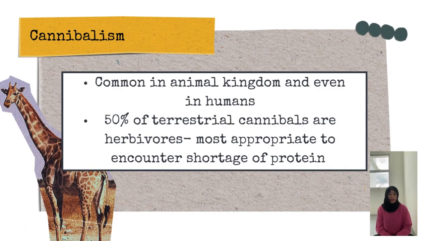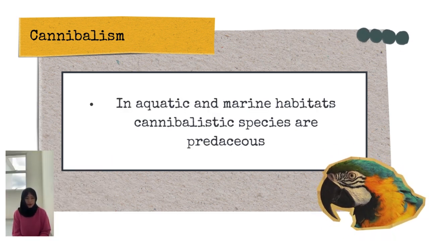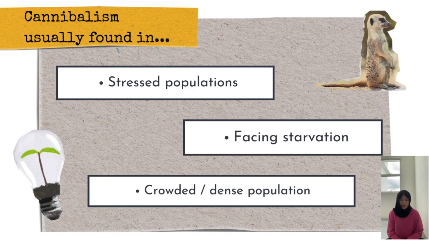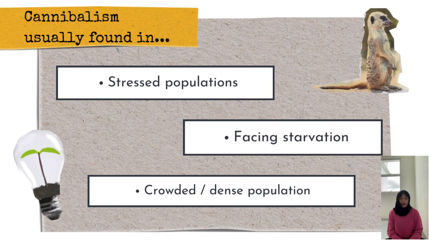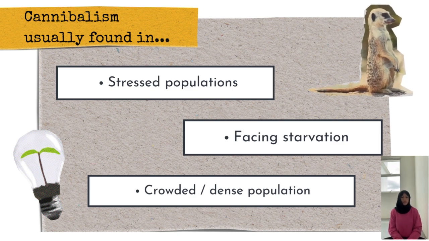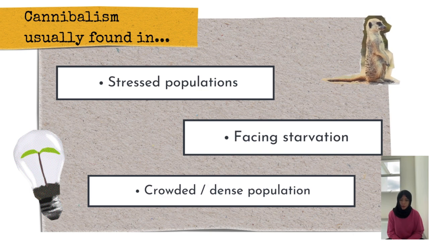Cannibalism is common in the animal kingdom and even in humans. 50% of terrestrial cannibals are herbivorous, most appropriate to encounter shortage of protein, for example in snails. Meanwhile, in aquatic or marine habitats, cannibalistic species are predaceous. Cannibalism is found in stressed populations such as rabbit, sea lion, and hippo. Lion and tiger are examples of cannibalism that happens due to facing starvation or hunger. An animal from a crowded or dense population, even when food is available, is the hippo.